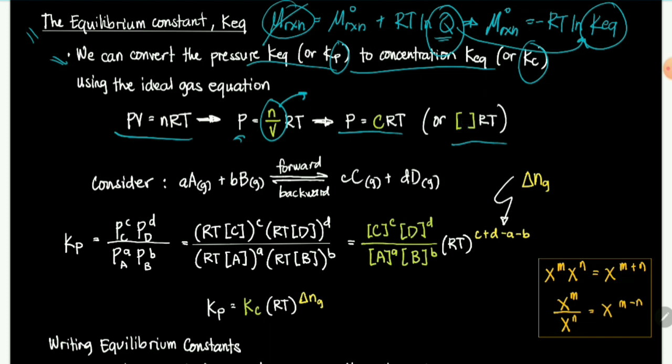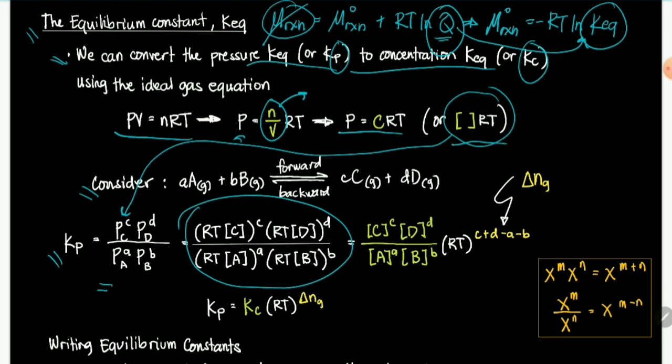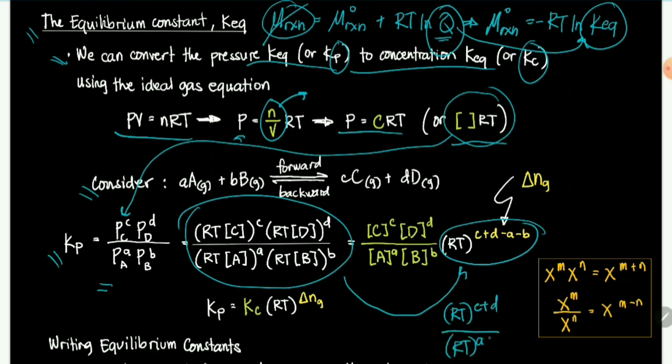Okay? So, let's consider the same reaction na ginamit natin kanina. So, from that reaction, we have derived Kp. So, this is the expression for Kp. So, isa-substitute lang natin yung bracket RT doon sa pressures. So, magkakaroon tayo ng ganitong expression. Okay? So, pwede natin i-isolate diyan yung RT. So, magiging, okay, ganito yung value ng RT natin. Kasi, that becomes RT to the C plus D over RT to the A plus B.